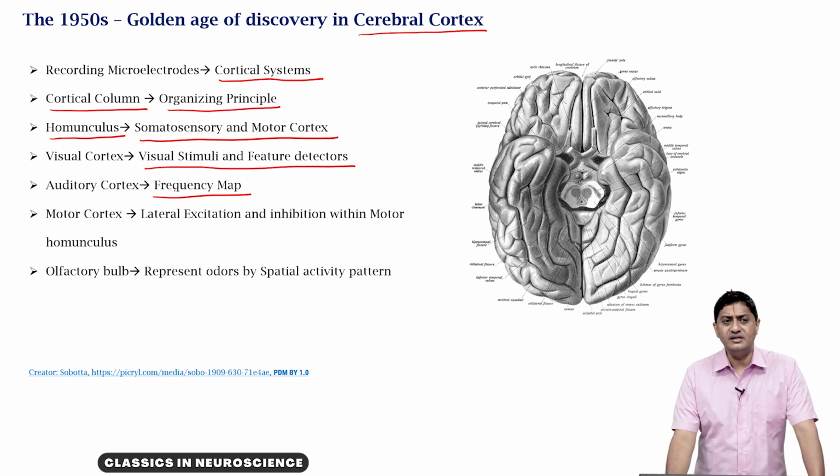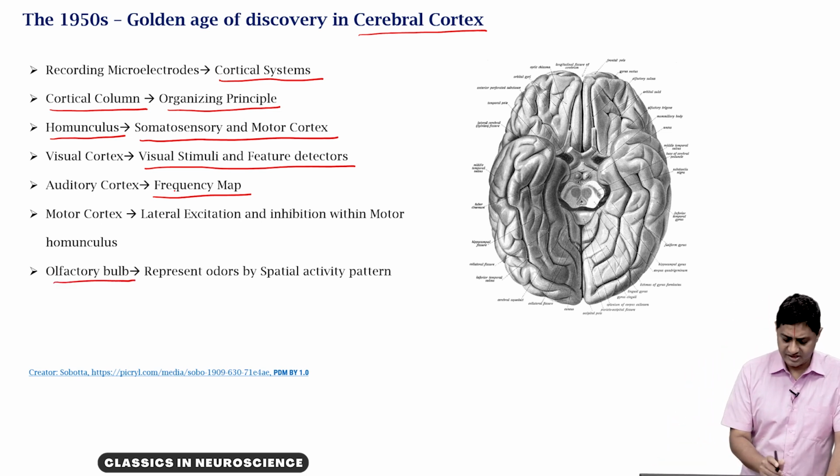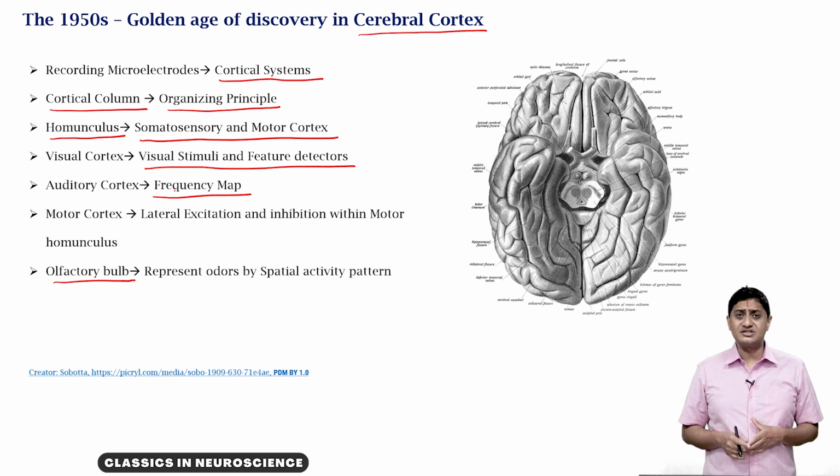And within the motor cortex, it was seen that there was lateral excitation and inhibition within the motor homunculus. Representation of odors by spatial activation patterns, somewhat similar to the surround inhibition, surround excitation concept we saw in the retina, is also seen, for example, in the olfactory bulb. These are all various forms of organization within the cortex.